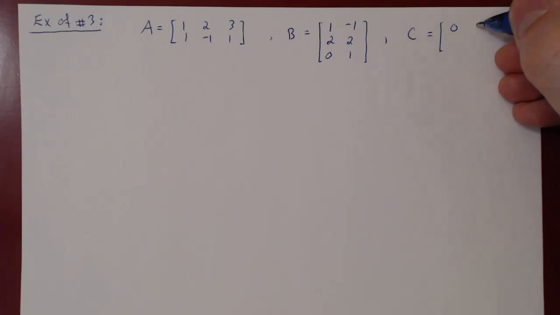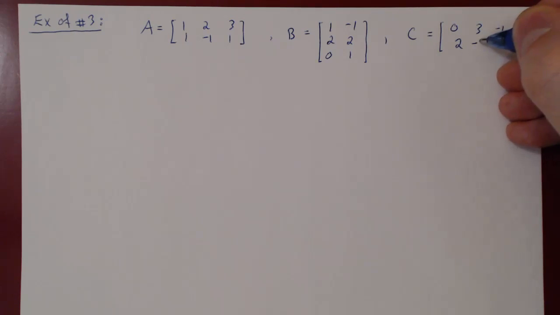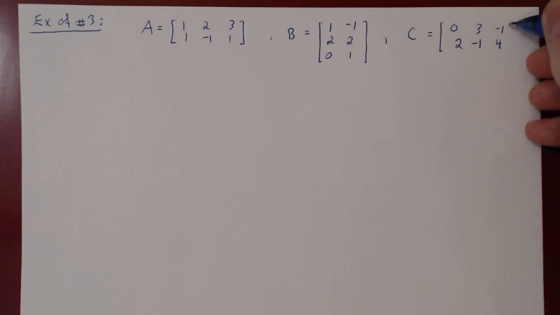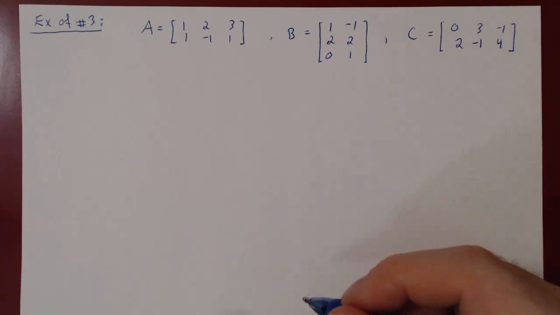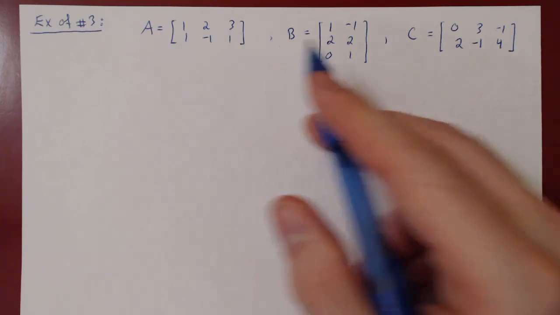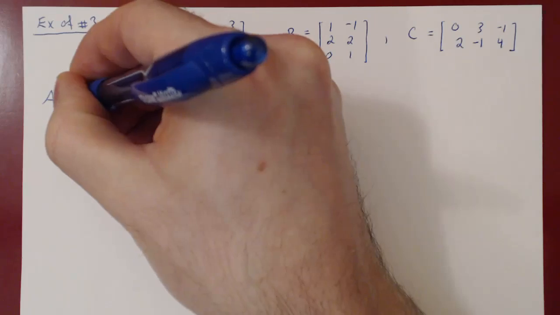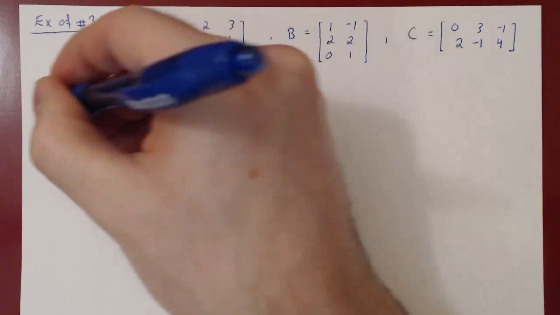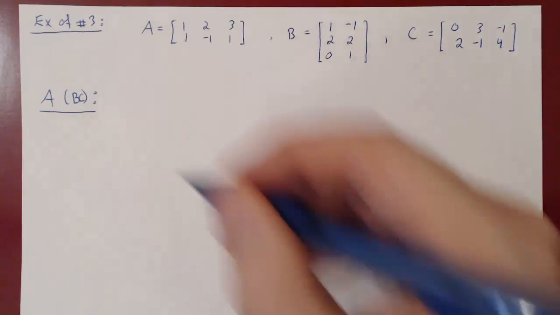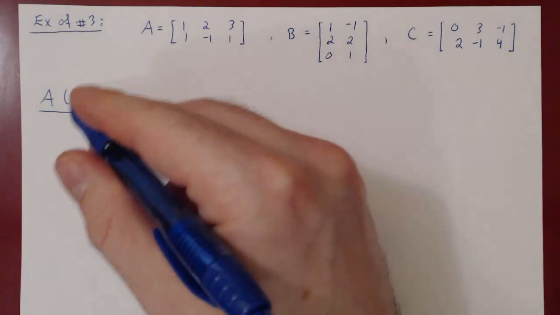We'll go with 0, 3, negative 1, 2, negative 1, 4. Let's compute the first matrix, so A times BC. We'll do that first. A times BC. To compute A times BC, we must compute BC first.